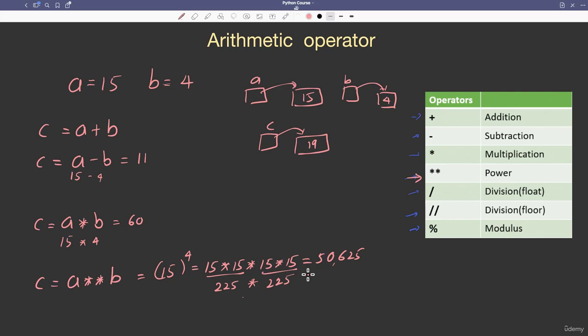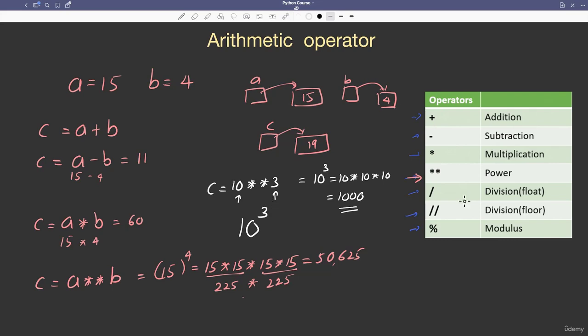I'll take one more example and explain. If I write C assign 10 power 3. So mathematically, this means 10 cube. So this is nothing but 10 into 10 into 10. So how much is this? This is 1000. Yes, this is 1000. So this is a power operator which will make the second operand a power of the first operand. So the first operand will become the base and the second operand will become the power.